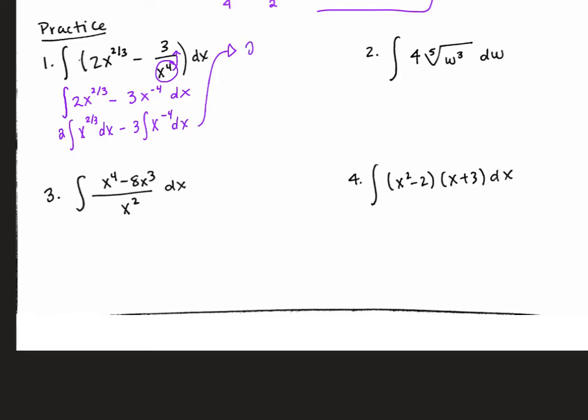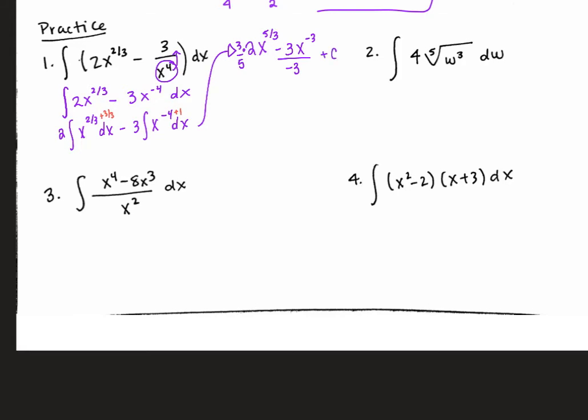The first integral, I'm going to add 3/3, so that becomes 5/3, and multiply by the reciprocal, because that's the same thing as dividing by 5/3. So I'm going to multiply by 3/5 minus 3 times, now I'm going to apply the power rule where I add 1 to the exponent and divide by my new exponent. So this will be x to the negative 3 divided by my new exponent, negative 3, plus c.